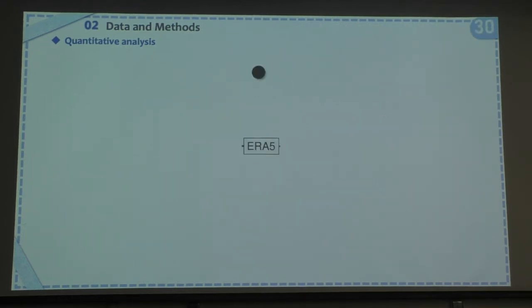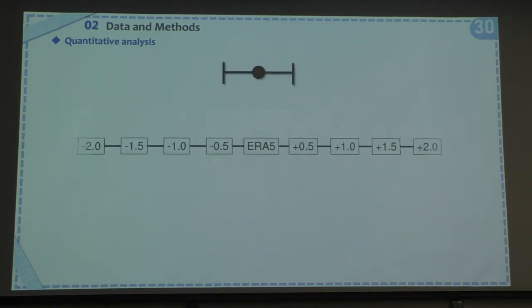Here, the ERA5 result, we think that it's the true result in the observation. And we consider the standard deviation of the models and use 0.5, 1, 1.5 and 2 standard deviations to set these intervals. When a model result is located in a certain interval, it will be marked by different color squares. If the model value is close to the observation, it will get a higher score.